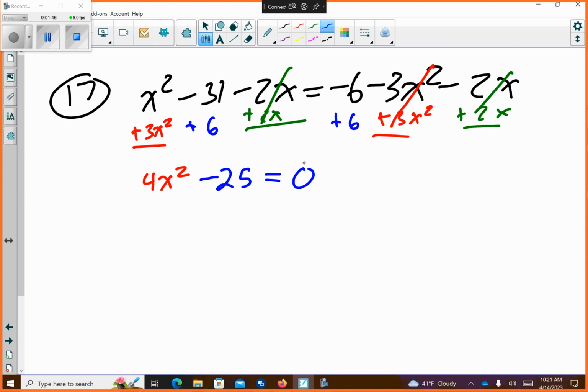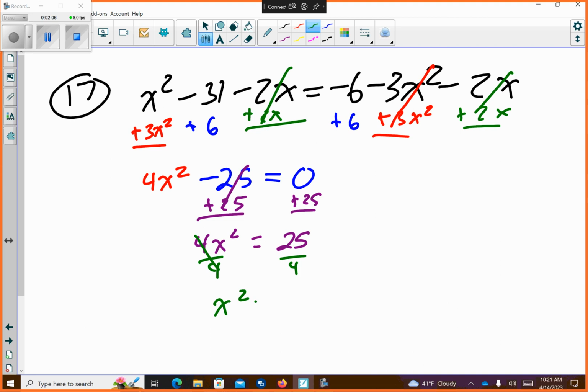All right, so there's a couple things you could do. You could recognize that this is the difference of 2 squares and factor it. Or we could try and get x by itself by going, oh, I'll add 25 to both sides. Those cancel, so I get 4x squared equals 0 plus 25. Divide each side by 4. So x squared equals 25 over 4.